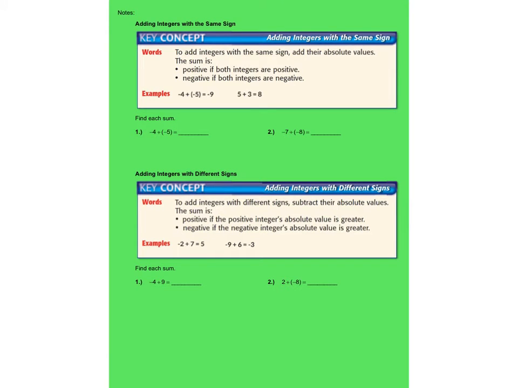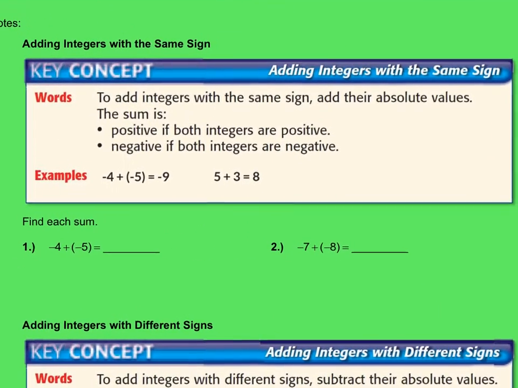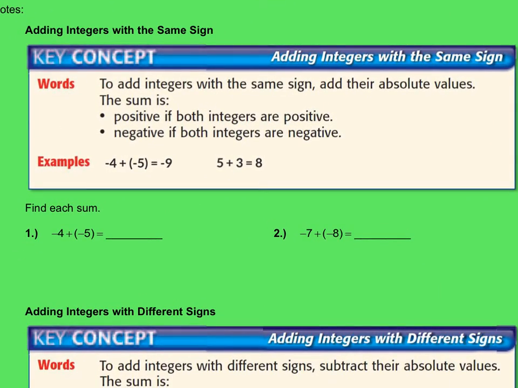All right, there's two main rules when it comes to adding integers. There's the rule of when you add and it has the same sign, and there's a rule that when you add and there's different signs. Okay, so let's read. To add integers with the same sign, add their absolute values. The sum is positive if both integers are positive, negative if both integers are negative.